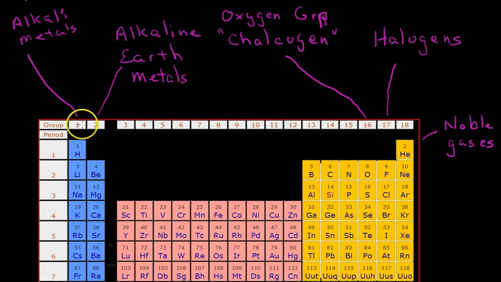The group numbers tell you how many electrons are in its outer shell, and the atoms want to match up to have a full set of electrons in that outer shell. So the alkali metals will be very reactive with the halogens, the alkaline earth metals very reactive with the oxygen group, and then these noble gases, non-reactive, they are all set with a full set of electrons.